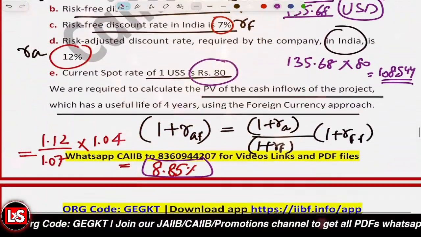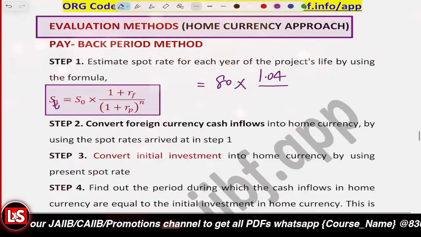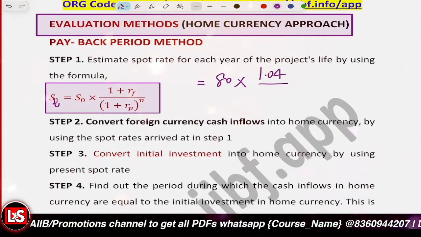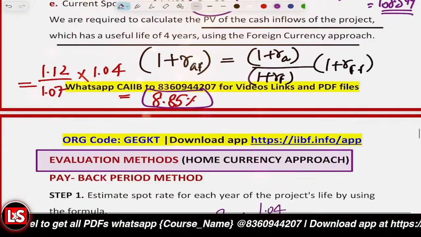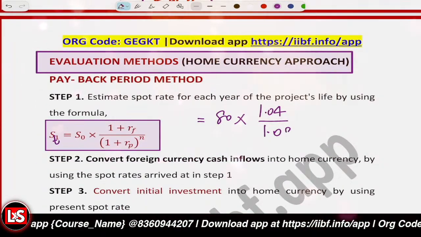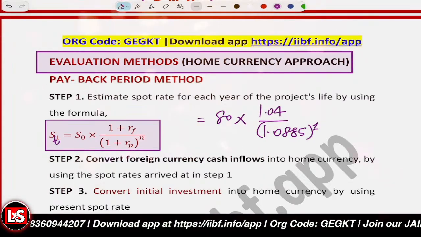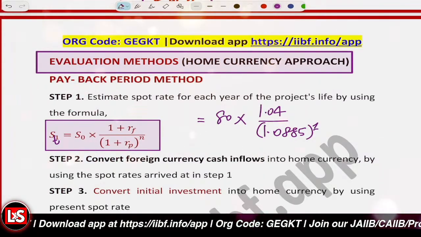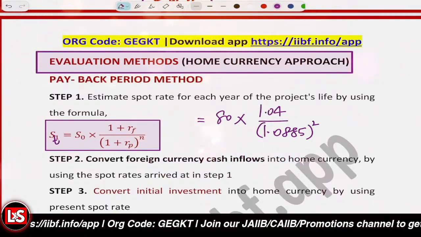1.04. Let me just look at it. It is 4%, yes. And 1 plus RP, the risk adjusted rate for the foreign currency, that is given to be 8.85%. So it is 1.0885 raised to power 1. This will be for the first year. And for the second year, it will be 2, then 3, and so on.